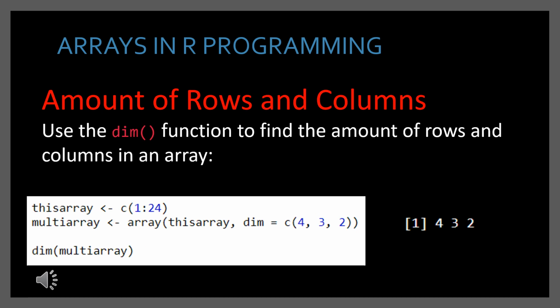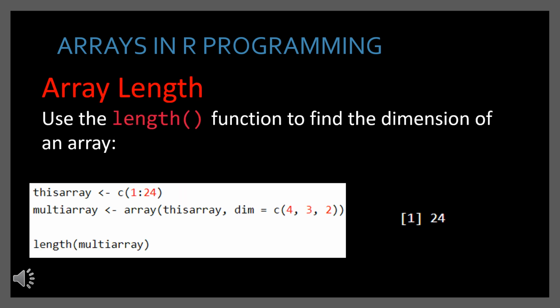The number of rows and columns can also be found. For that we can use the dim function, and we input our array name. The array name is multi-array here. So the output is 4, 3, 2 as the values. The total array length can also be counted. For that we have the length function. The length of multi-array shows the value 24, meaning 24 items are present in that array.